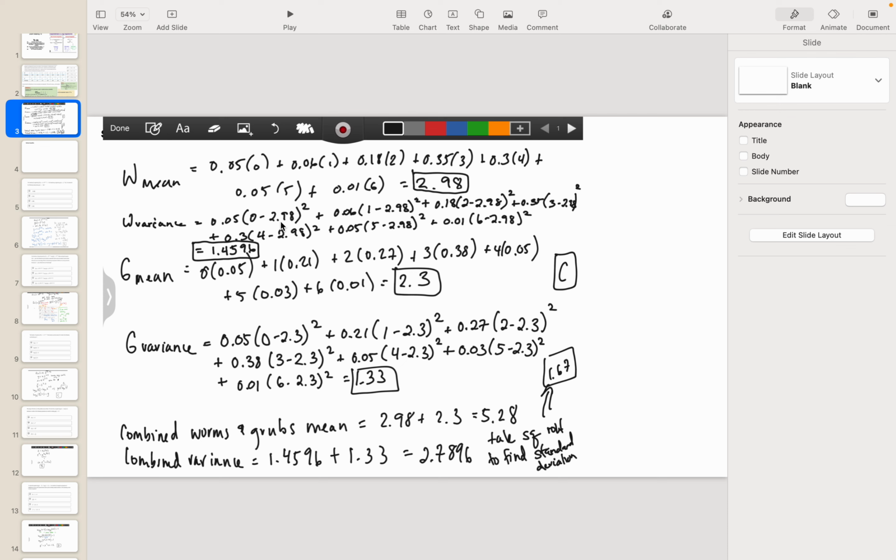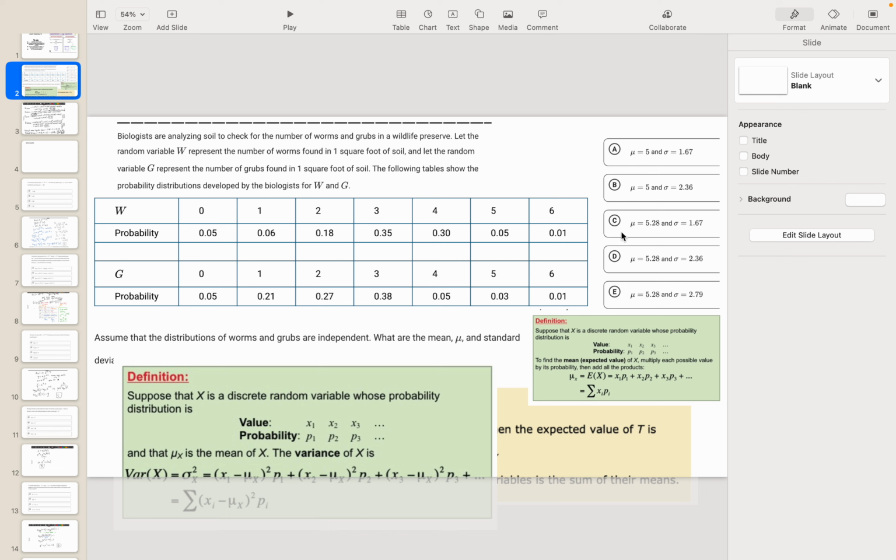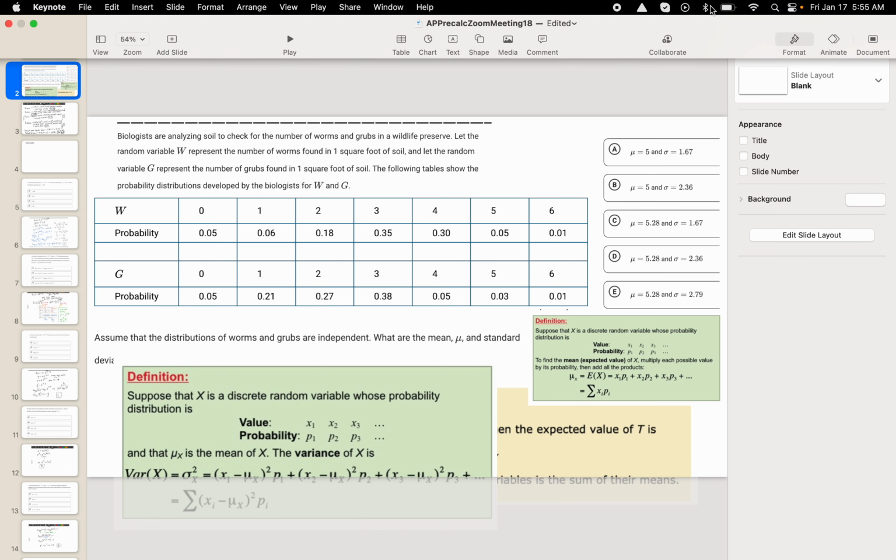Variance, there's the probability, 0 minus the mean that I found, squared, plus, and I switched, it doesn't matter whether I multiply at the end by the probability or the beginning. All right, and I find that value for W and that value for G, the grubs. So I have the variance of worms and the variance of grubs, and variance is also additive. So I can say 1.4596 plus 1.33 is 2.798, but I need to be careful because this is the variance and I have to take the square root to find the standard deviation, and then that gives us choice C. So let me know if that helps you.